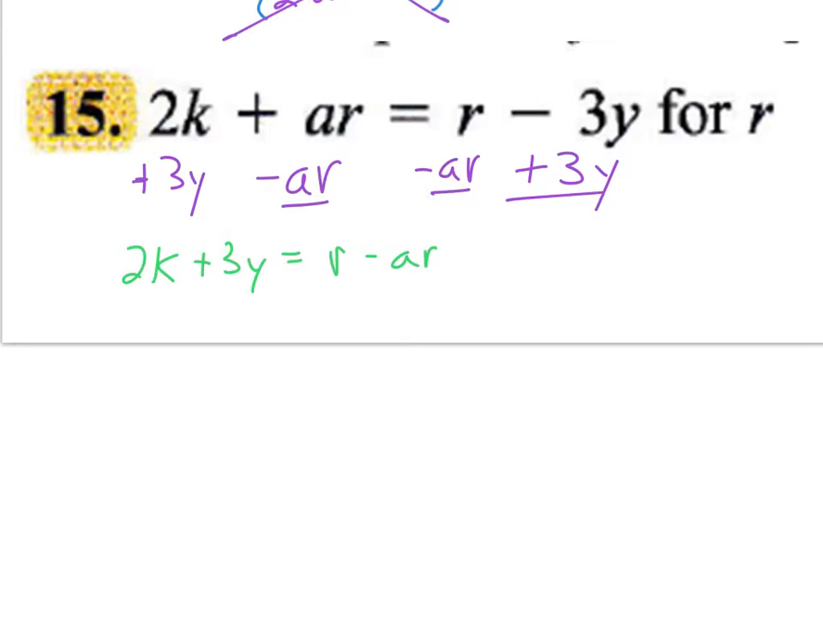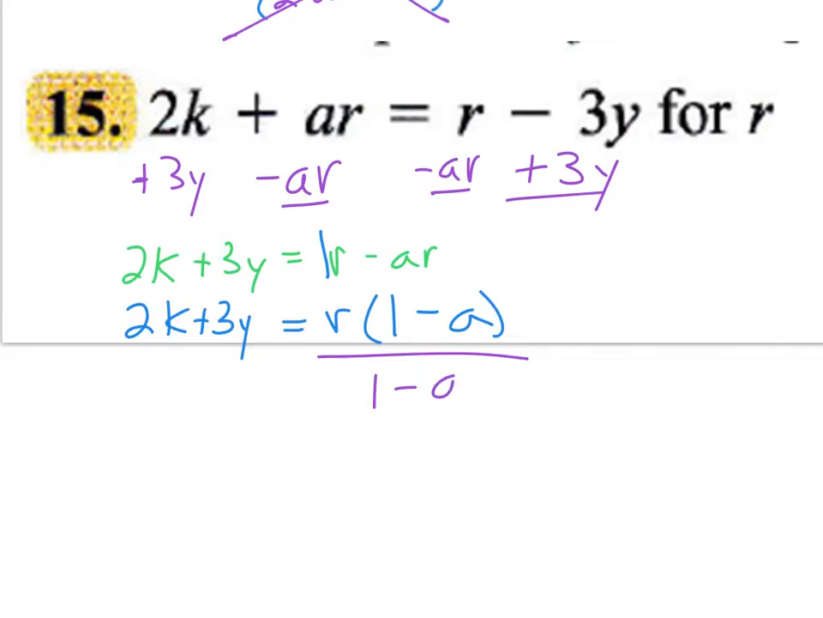So now, notice on the right side there is a common factor of R that we can take out. Now sometimes people have a hard time with this. Remember, when we have R, that's the same as 1R. So you factor an R out of 1R, you get 1, and then minus the A. And the 2K plus 3Y just stays the same. Now from here we can see what R is being multiplied by. It's being multiplied by 1 minus A, so we'll divide by 1 minus A.